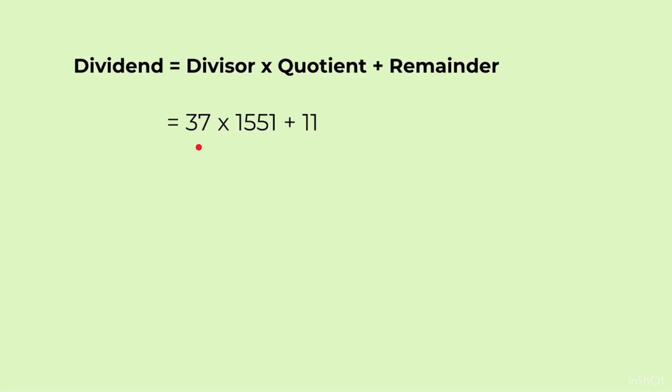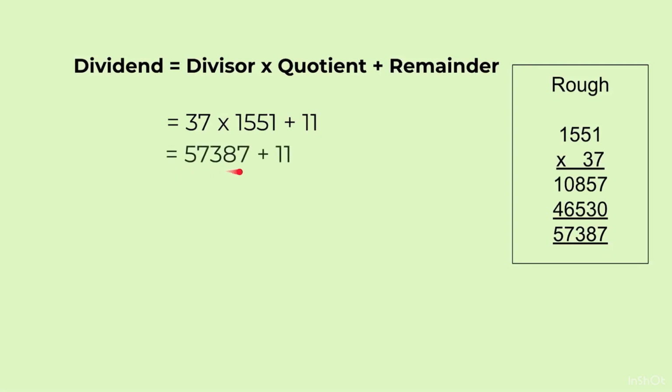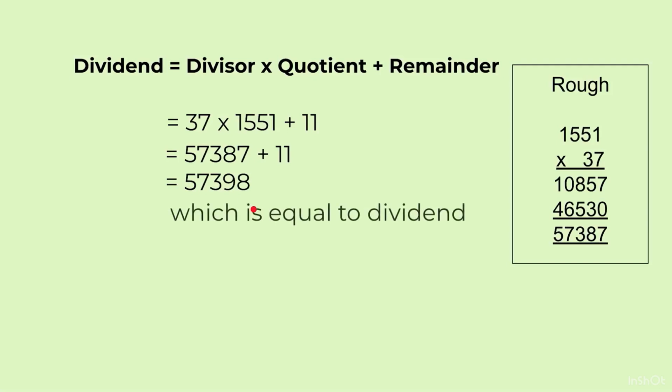Divisor was 37, quotient was 1551 and remainder was 11. So we get 37 into 1551 plus 11. Now in the rough column we will multiply 1551 and 37. So we get 57387. To this 57387 we have to add 11. When we add 11 we get 57398. This is the same number as the dividend, which means our calculations are correct.